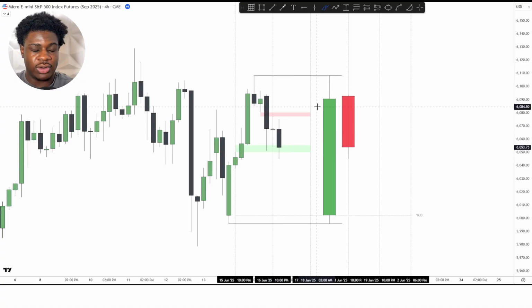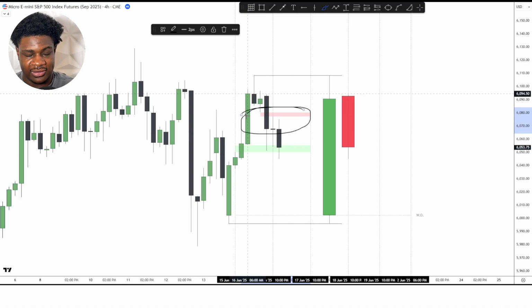So within this overall example, we can see that price is at a level of support, but we also have multiple indications that we have a level of resistance above us.